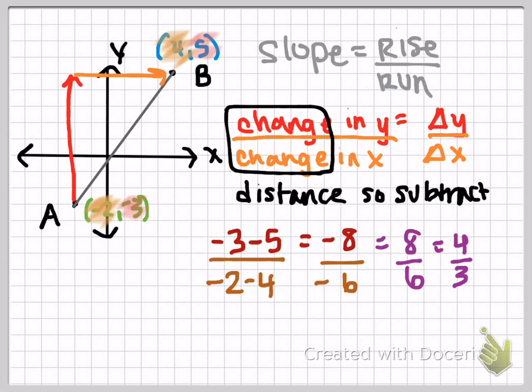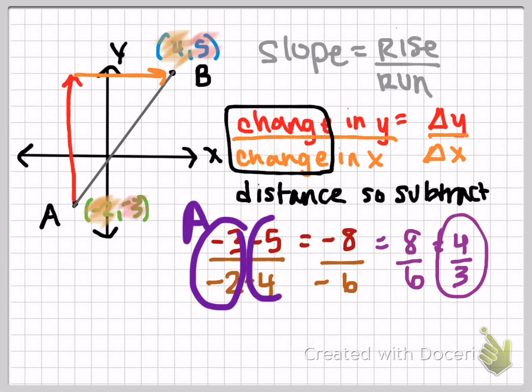And the key piece to this that I want you to remember is that the order that you subtract in does matter. So if you see negative 3 and negative 2 come from the same point, just like 5 and 4 come from the same point, you want your ordered pair from one point to be first, and then your ordered pair from another point to be second.